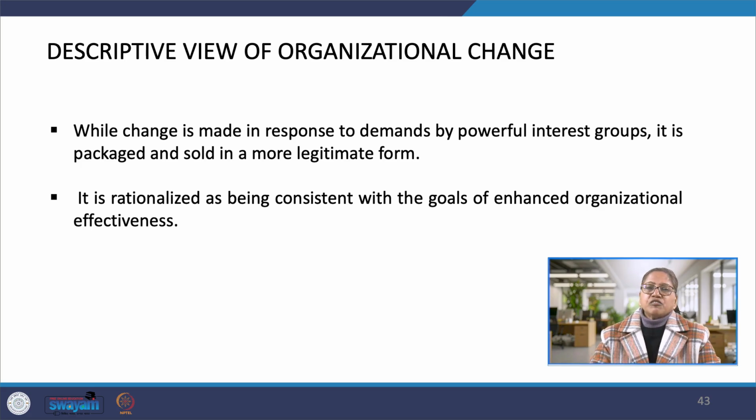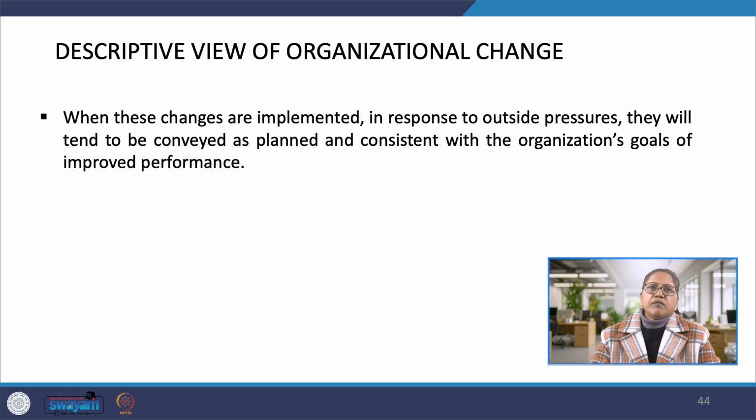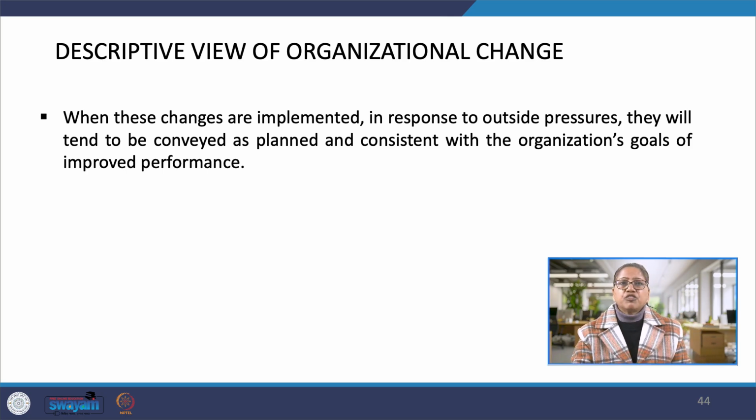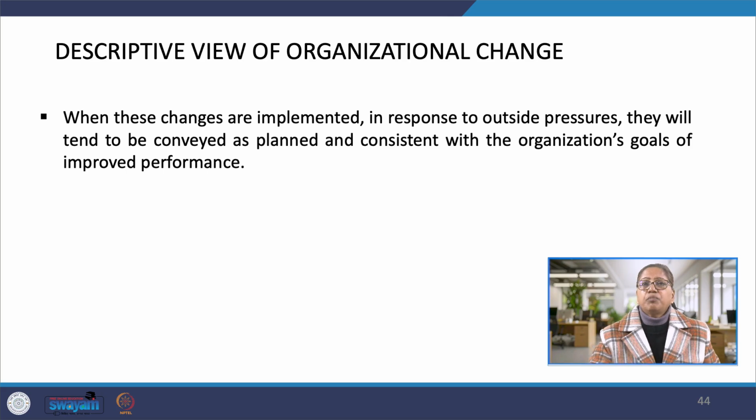Then, if pressures for change come from outside the dominant coalition, and those in power are not able to keep those pressures in check, change will be implemented. It may not be what the dominant coalition wants, but at that time they will have lost control. When these changes are implemented in response to outside pressure, they will tend to be conveyed as planned and consistent with organizational goals of improved performance.